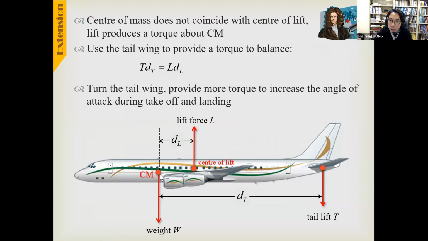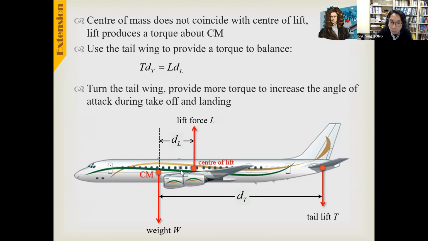This is a simplified diagram of a passenger plane. Now it happens that the center of mass does not coincide with the center of lift of an airplane. The center of mass of the whole plane, including the passengers, is somewhere here, which is slightly in front of the wings of the airplane. So the wings are there, and the center of mass is slightly in front of them.